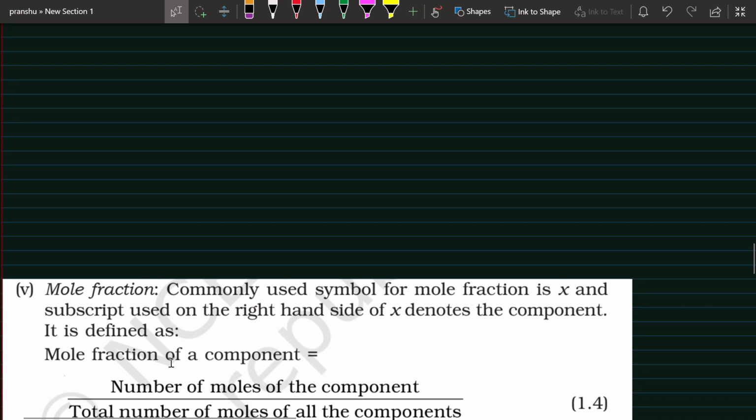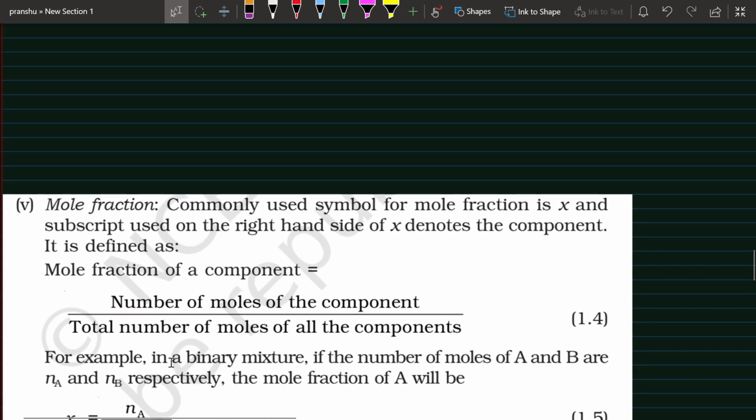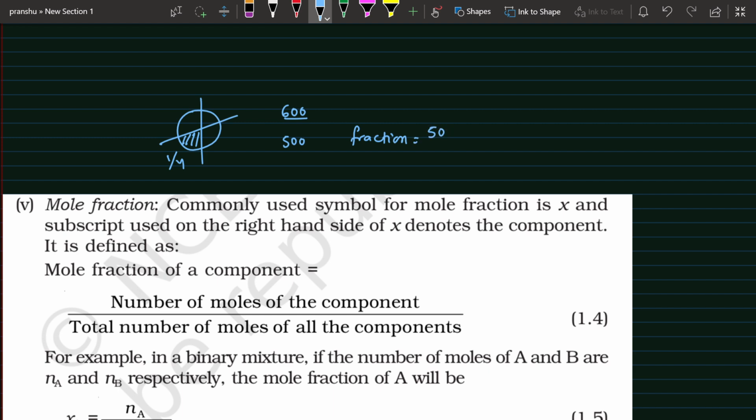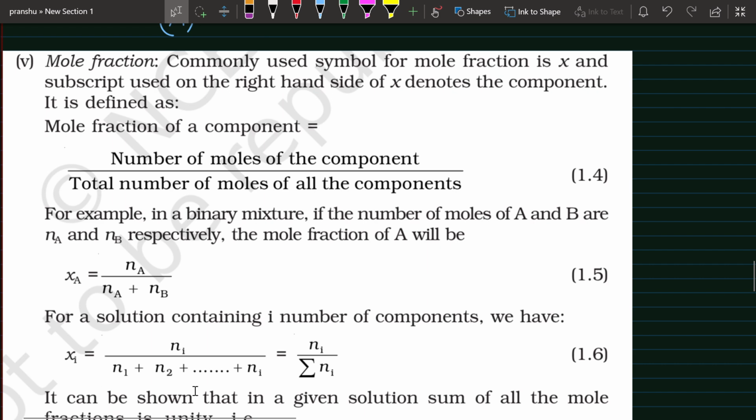Now another term is the mole fraction. As we know the fraction, like this fraction is 1 by 4. Suppose a student has total marks 600 and he obtained 500. In that case, we can say fraction of marks is equal to 500 divided by 600. Like pizza, we can say 1 by 4. This is the simple calculation we studied in the 5th class. So we have the binary solution, with two components. One component is A and second component is B.